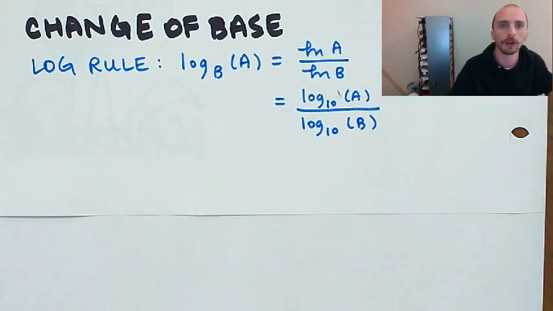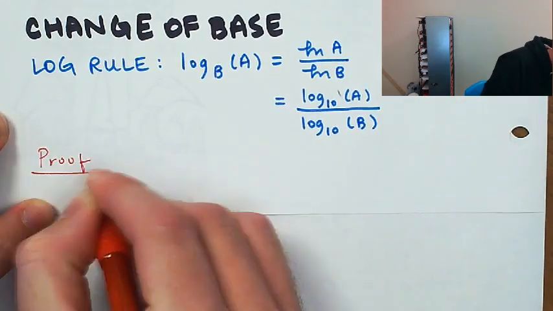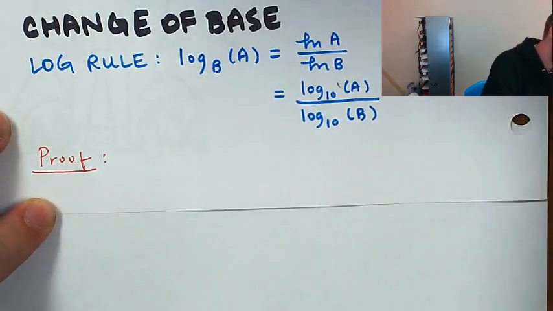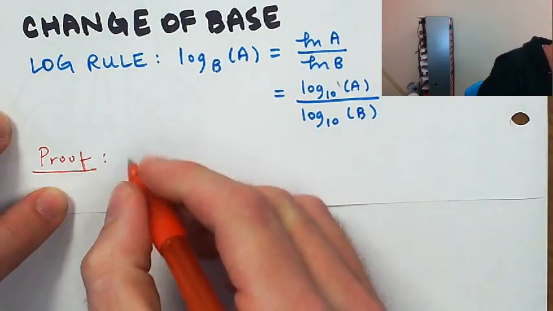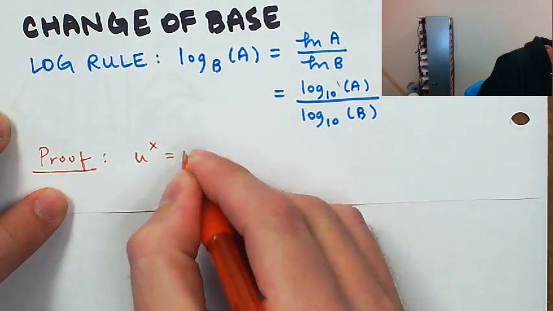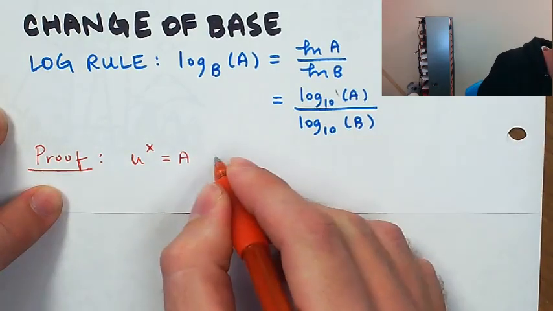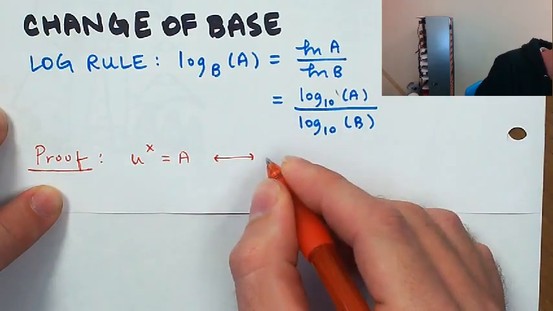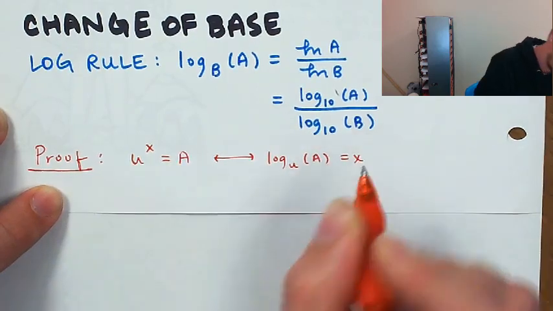Because I think that this is a proof that we can understand. But I'm going to go fast. So suppose, I'm trying to see what letters I used. I probably am using letters in a confusing place, but u to the x equals a. What we know already from the definition of a logarithm is that this is equivalent to saying the log with base u and argument a is equal to x.